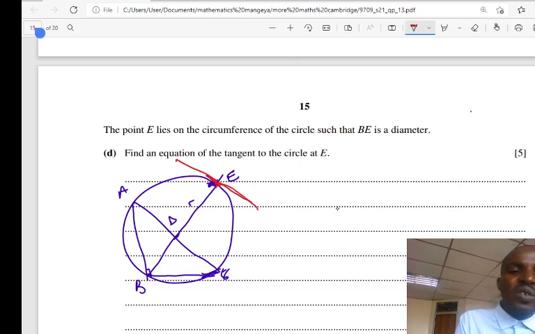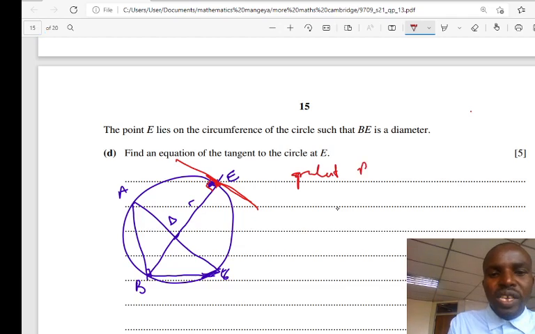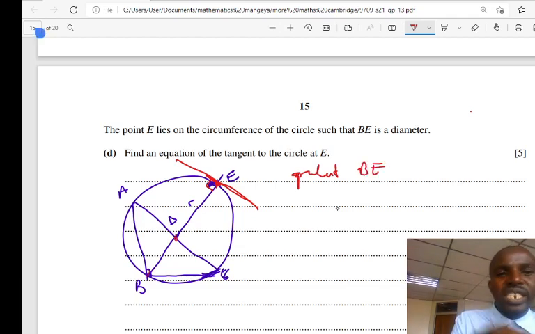So to find the equation of this tangent, you know that the line from the center means the tangent is at 90 degrees. So they are perpendicular lines. Find the gradient of the line BE or BD. Then after that, you use m1 times m2 equals minus 1. So first let's find the gradient of BE. This one passes through D, so you can just use the points B and D.